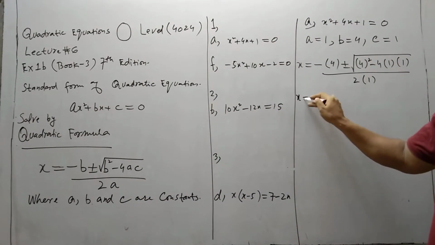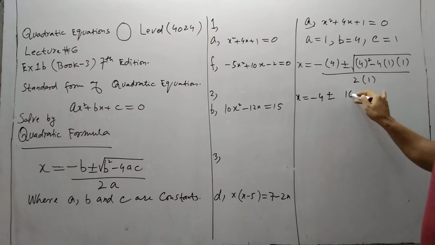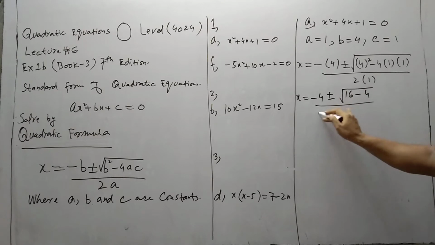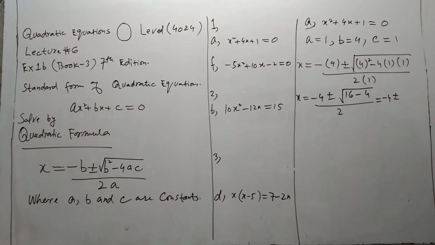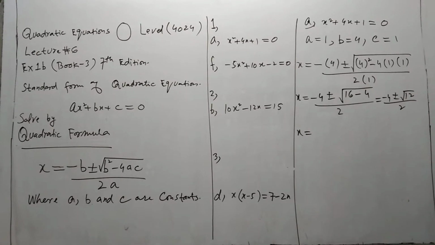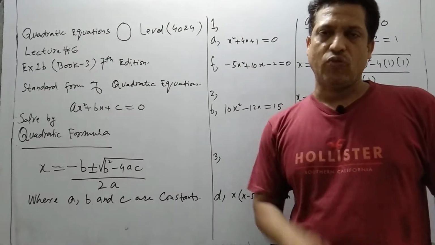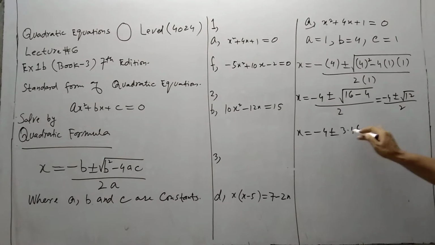1. x is equals to minus 4 plus minus square root of 4 square, which is 16, minus 4 ones are 4, 4 ones are 4, upon 2 ones are 2. Minus 4 plus minus square root of 16 minus 4 is 12, upon 2. x is equals to minus 4 plus minus square root of 12 upon 2. With the help of calculator, find the value of square root of 12. The value of square root of 12 is 3.46, upon 2.